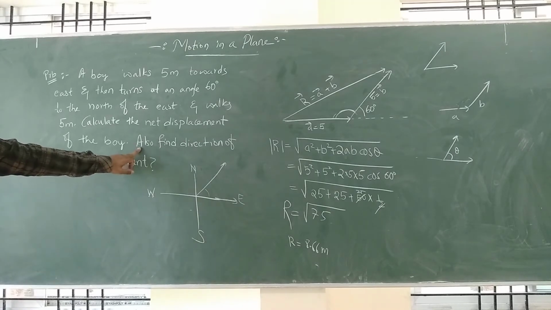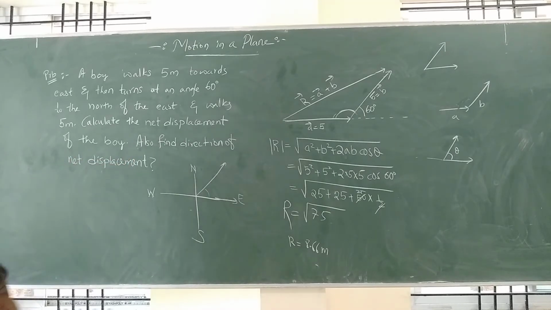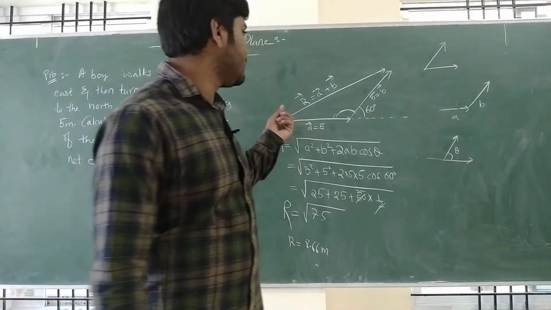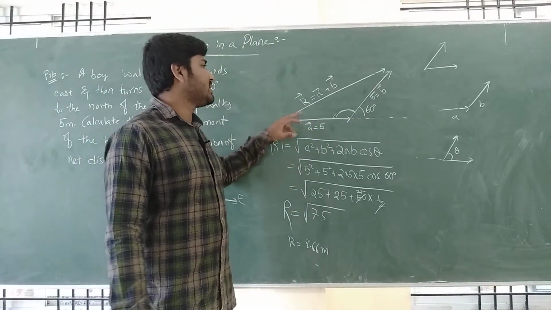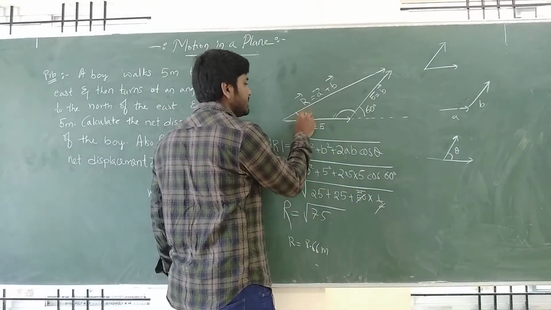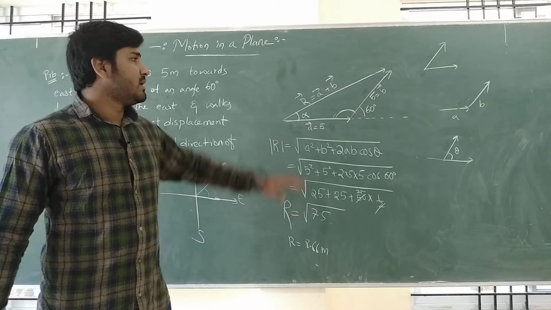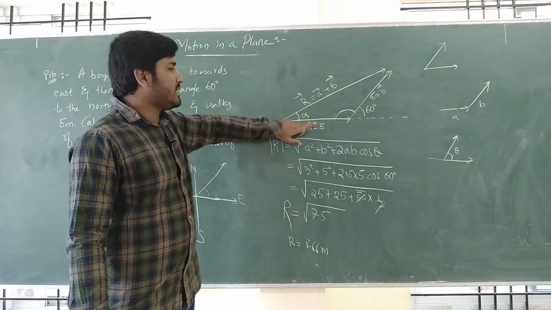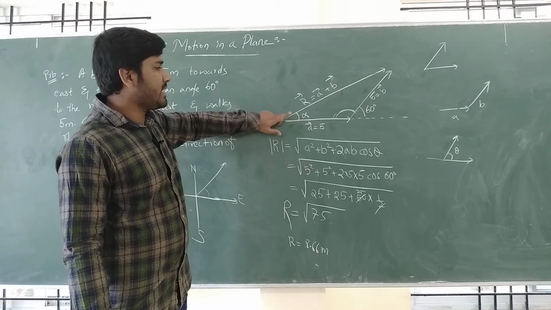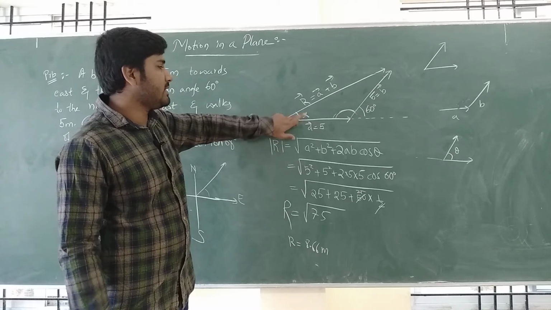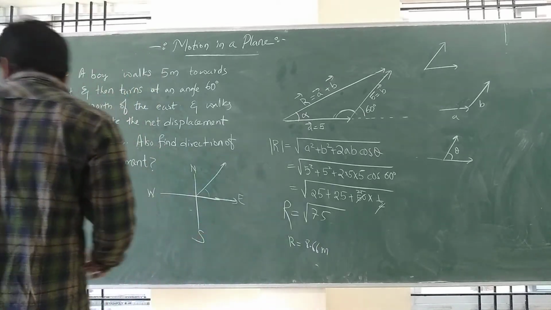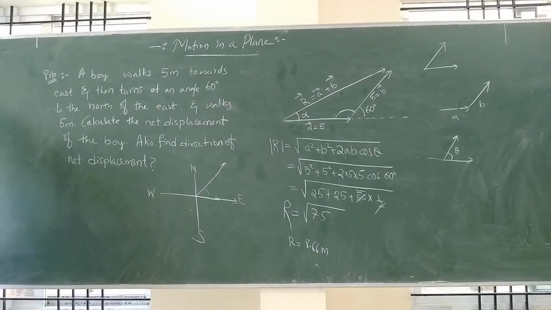Now what are they asking next? Also find the direction of the displacement. Direction means, as I have already said, take any one vector and the resultant vector, and the angle between them will give you the direction. So this angle is nothing but alpha, the angle between the resultant vector and any one vector. So that angle will give you the direction of the vector. It can be calculated by using the formula.